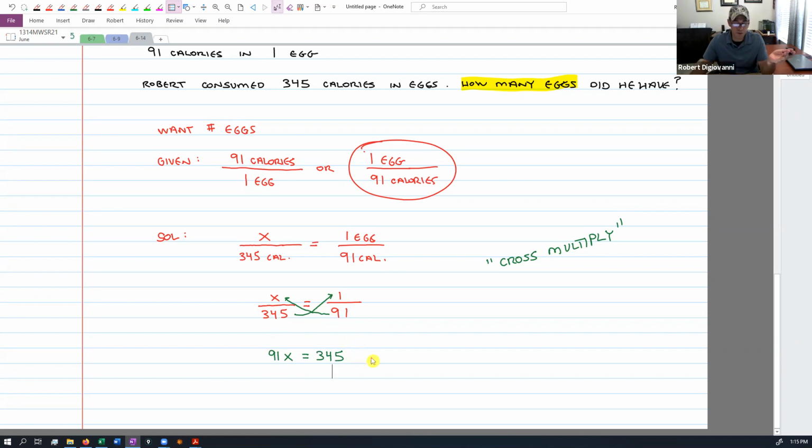And now you just do what you did before with trying to solve for x. So you want to get rid of the 91. So I divide both sides by 91. And I get x on the left side. And then here I'm going to need my calculator. 345 divided by 91. I'm going to get a decimal. 3.79. It keeps going, but I'm just going to stop at 2 decimal places. 3.79. So I consumed 3.79 eggs.